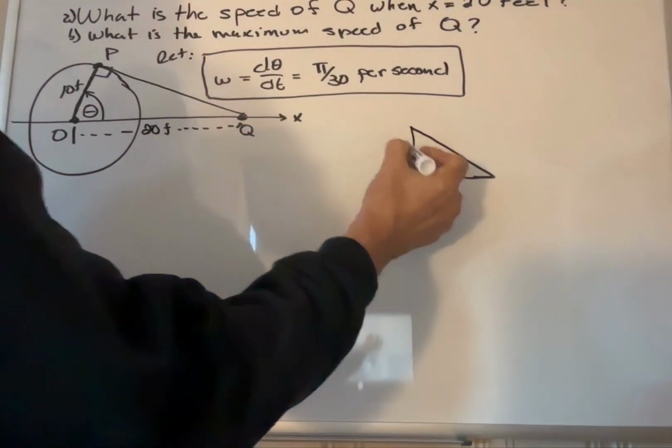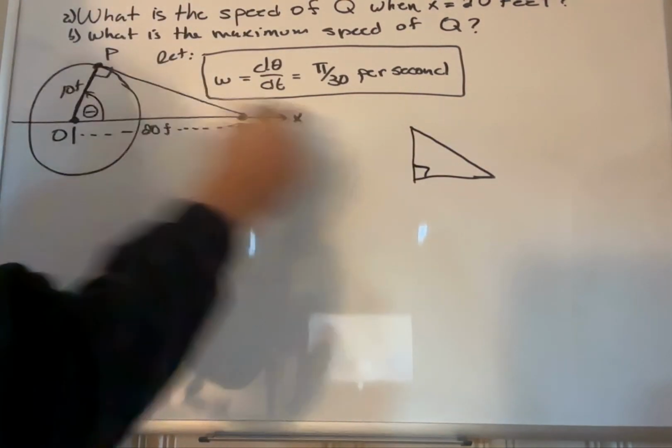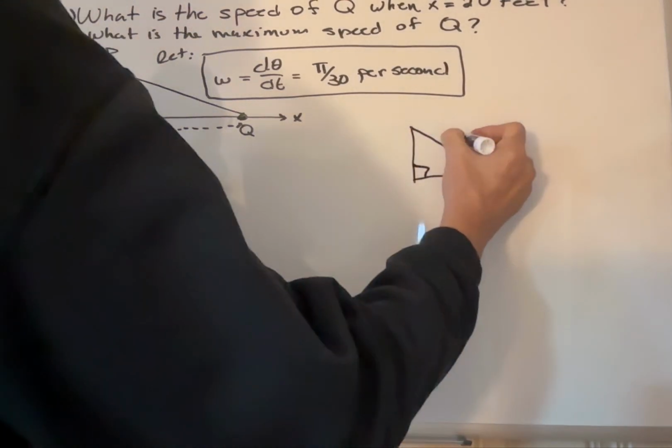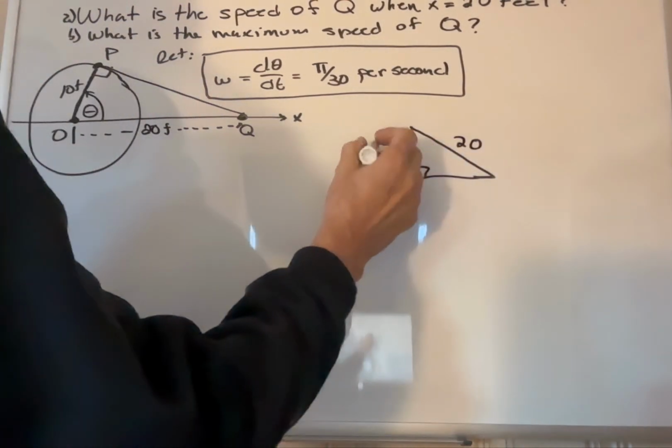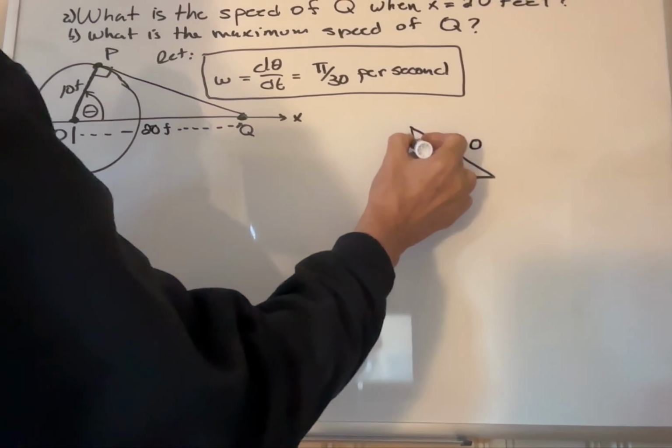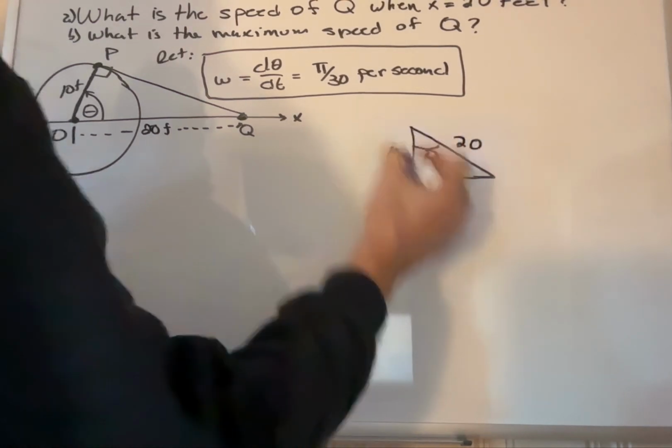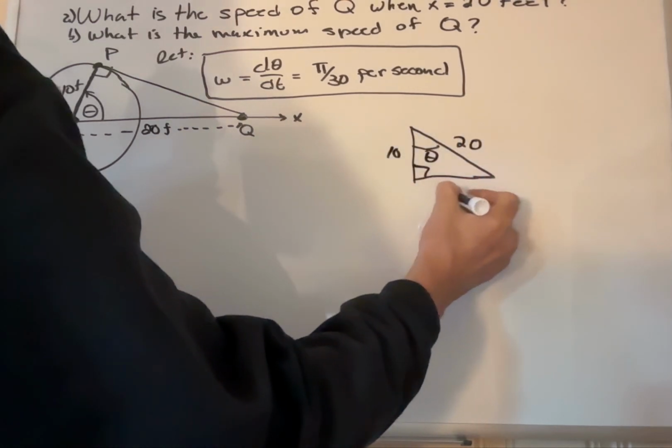So let's look at this as being, take our triangle here and move it over to here. And this is going to end up being 20. This will end up being 10. This will be our theta. And then, of course, this will be the square root of 300.